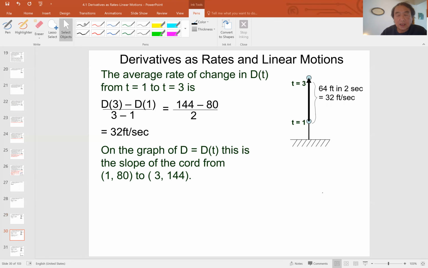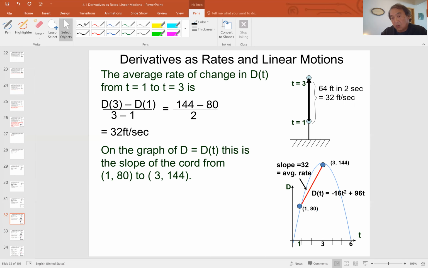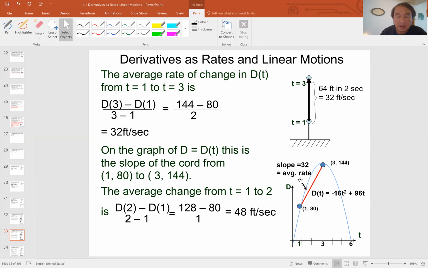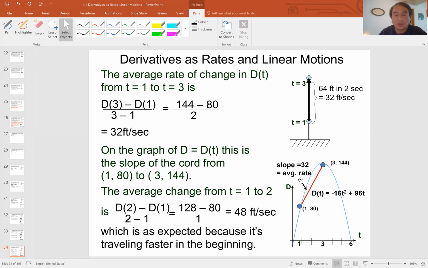Between the first and second second, notice, okay. By the way, that's a slope on the graph, if I graph the distance function. Between the first and second second, somewhere over here, notice that the slope is steeper. And if I plug it in, the average speed in the first to second seconds is 48, and it's faster than between the first and third seconds. It's only 32, meaning it's slowing down as it goes up.